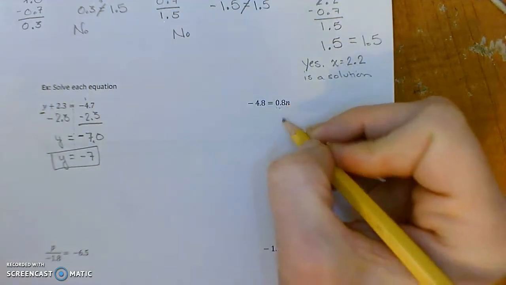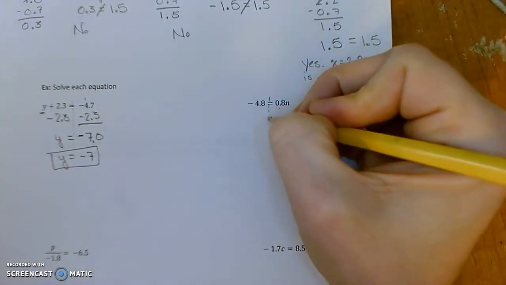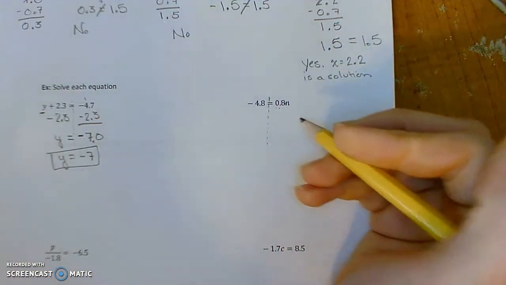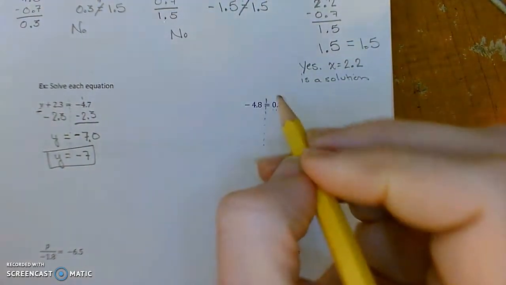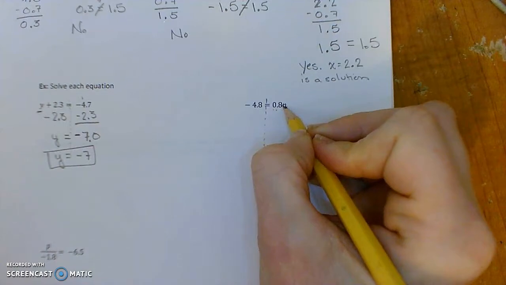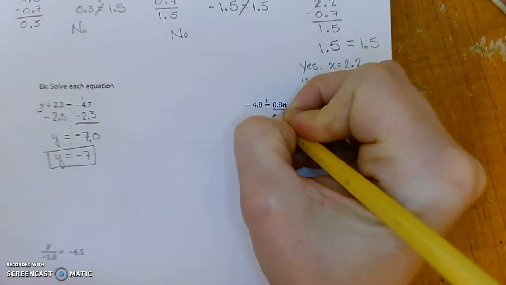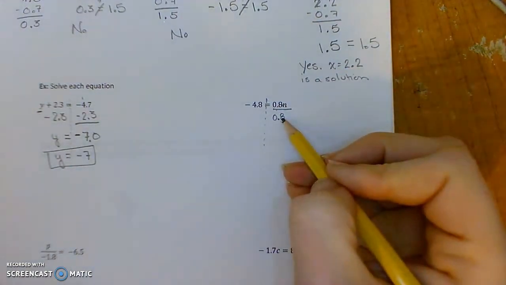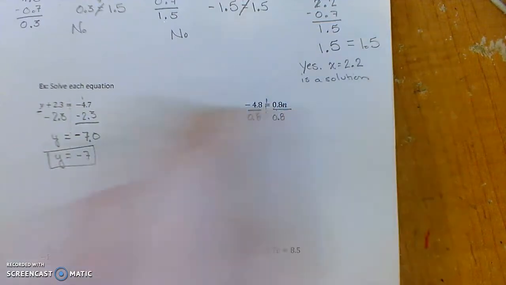And I find out what that operation is and then undo it. So I've got 0.8n. The operation here is multiplication because when you see a number right next to a variable, it's understood that you're multiplying. So how do we undo multiplication? We have to perform division to both sides by that number. So divide this side by 0.8 and divide the other side by 0.8.